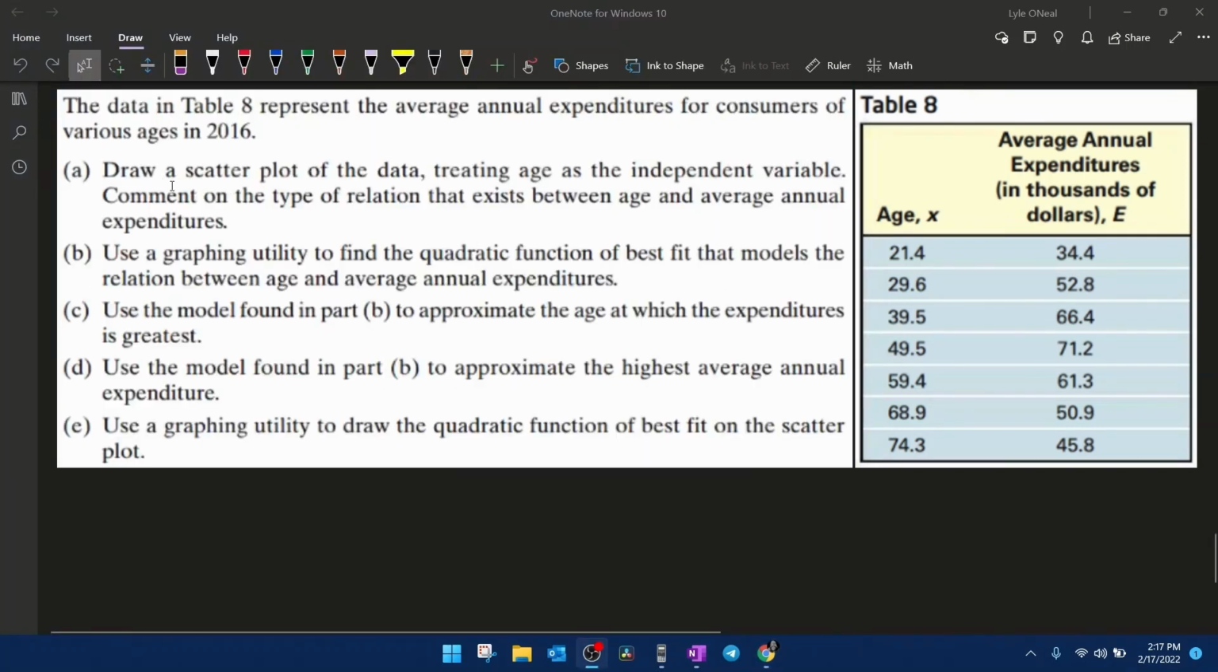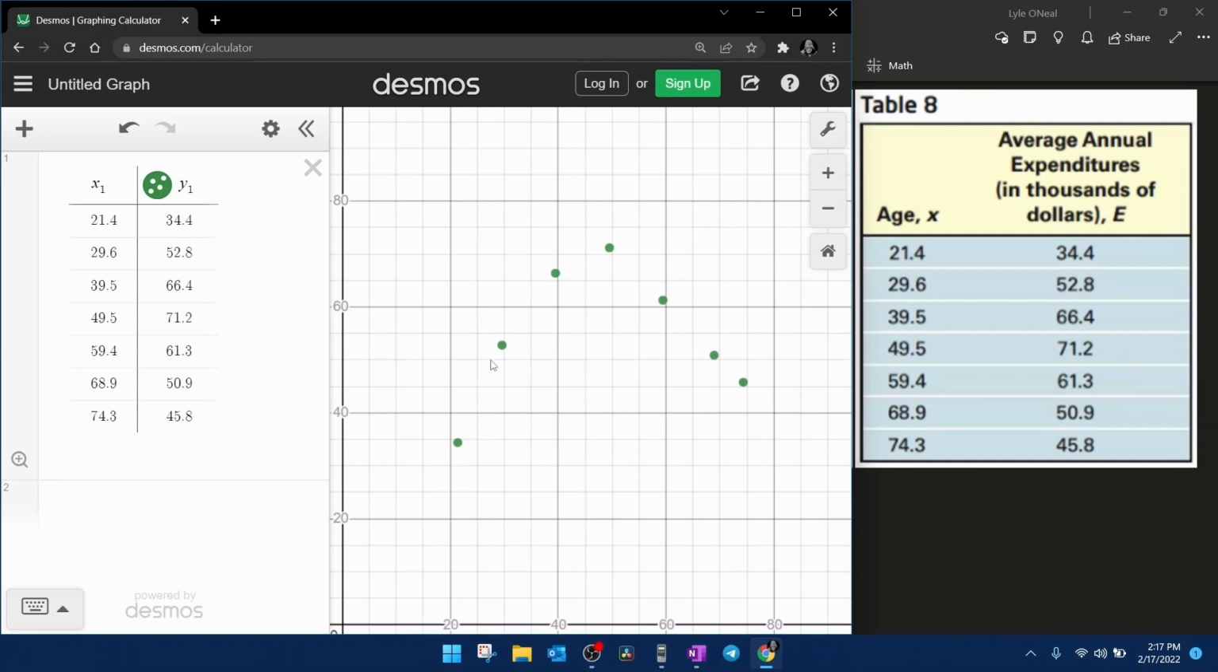Now, not only do they want us to draw a scatter plot, but they also want us to comment on the type of relation that exists between the age and average annual expenditures. And looking at how this data is plotted, to me it looks like a parabola that opens down. So we would expect there to be a quadratic function that would approximate this data set fairly accurately.